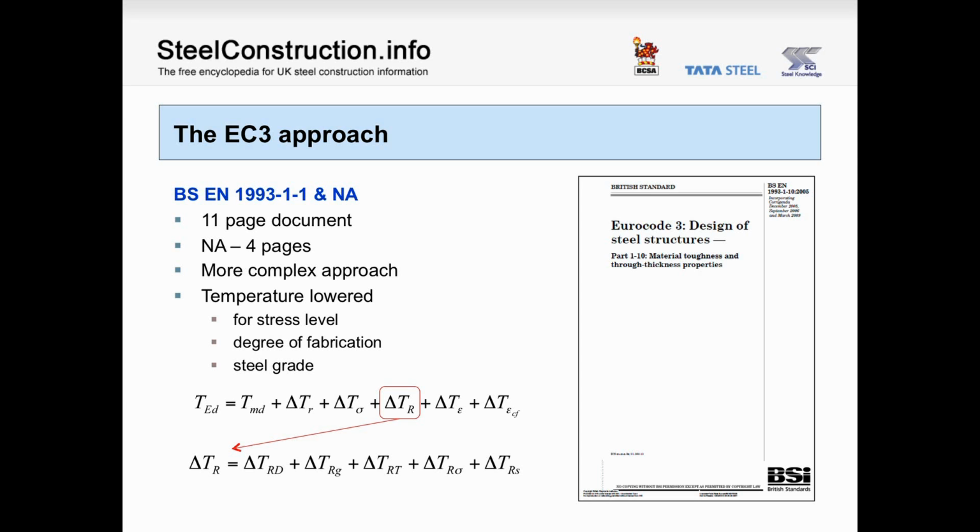If we turn our attention to BS EN 1993, Eurocode 3, its title is Design of Steel Structures. So it's broader in scope and encompasses other things besides building. So necessarily it becomes more complex. Our paragraph in BS 5950 has gone to an 11-page document and a 4-page national annex to the code. The approach is different too. You start with a temperature, and that temperature is lowered or increased dependent on stress level, steel grade, etc. Once you have the final temperature, the allowable thickness of material can be determined.